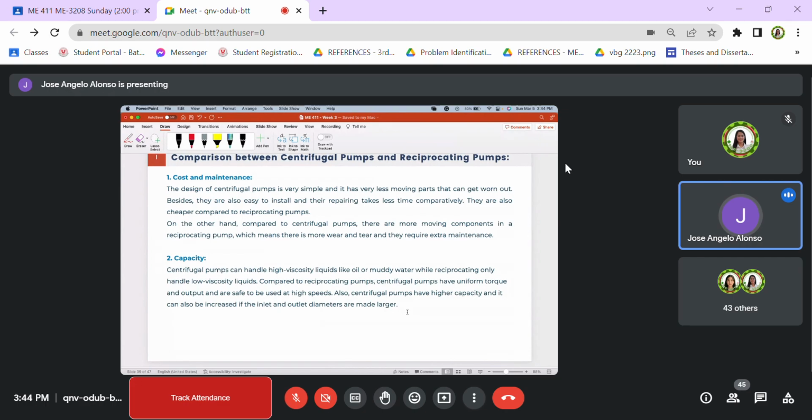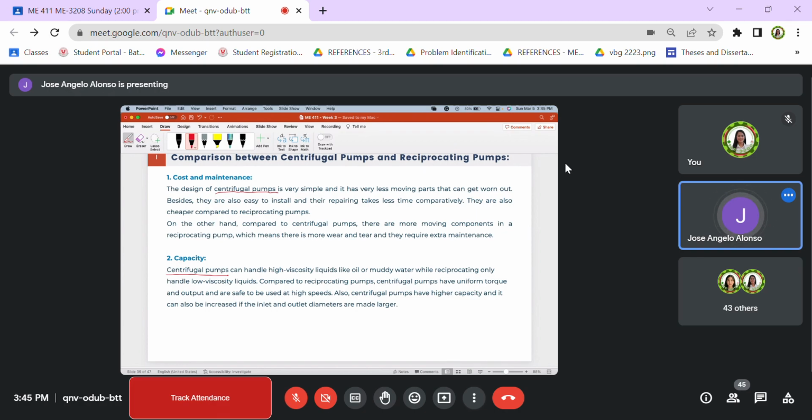So when it comes to cost and maintenance, it is favorable or desirable to use centrifugal pumps. When it comes to capacity, centrifugal pumps can handle high viscosity liquid like oil or muddy water, while reciprocating pumps only handle low viscosity liquid. So when it comes to capacity, mas favorable pa rin to use the centrifugal pump.